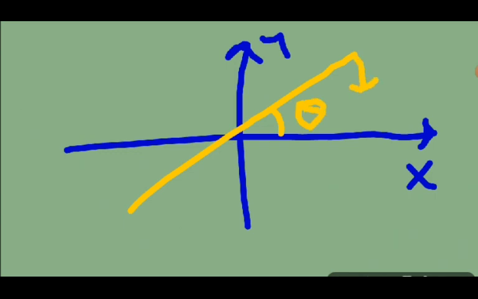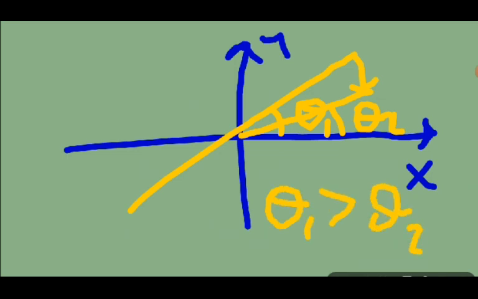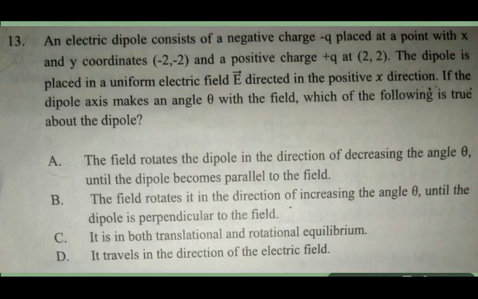This is the theta value. Due to the rotation in the electric field, if we have first theta 1, then it goes to theta 2, so theta 1 is larger than theta 2, and finally they will align with each other. Having this in mind, it's possible to answer the question.